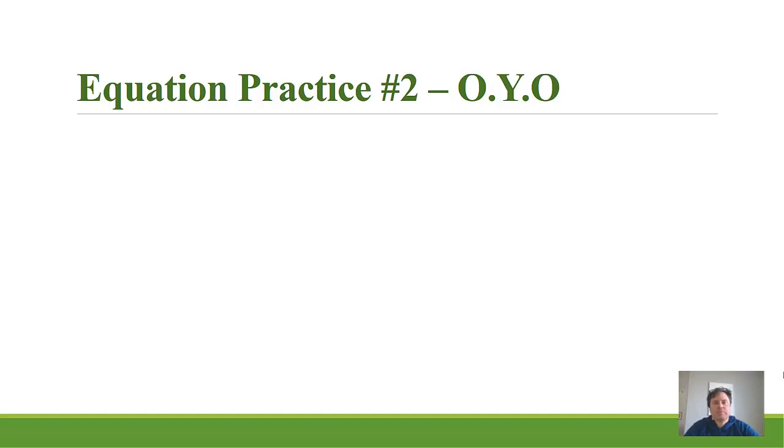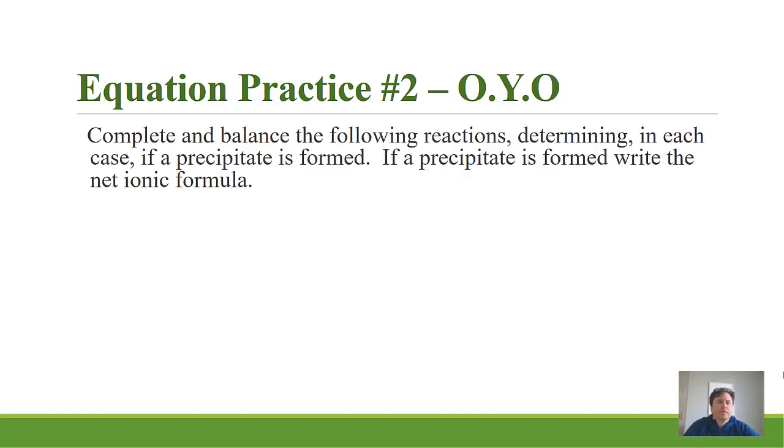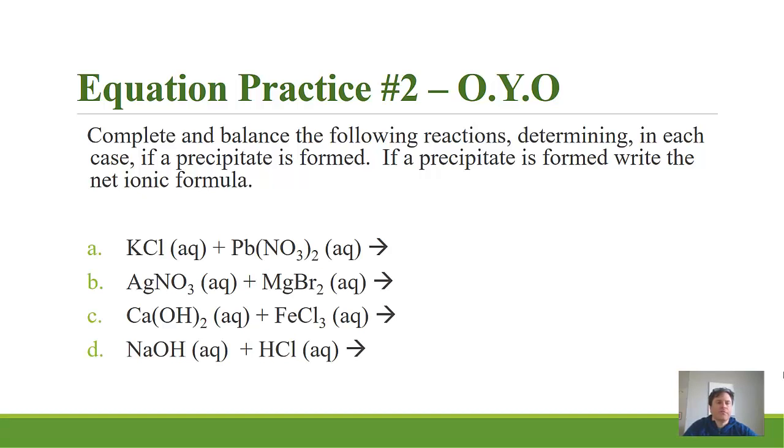As soon as I show it to you, pause it, do the same thing we just did, and then come back. So it says, complete and balance the following reactions. Determine in each case if a precipitate is formed. If the precipitate is formed, write the net ionic. Okay? You don't necessarily have to write the complete ionic, but you have to write the net ionic. So here are our 4 reactions. Go ahead, pause this, and come back once you're done.